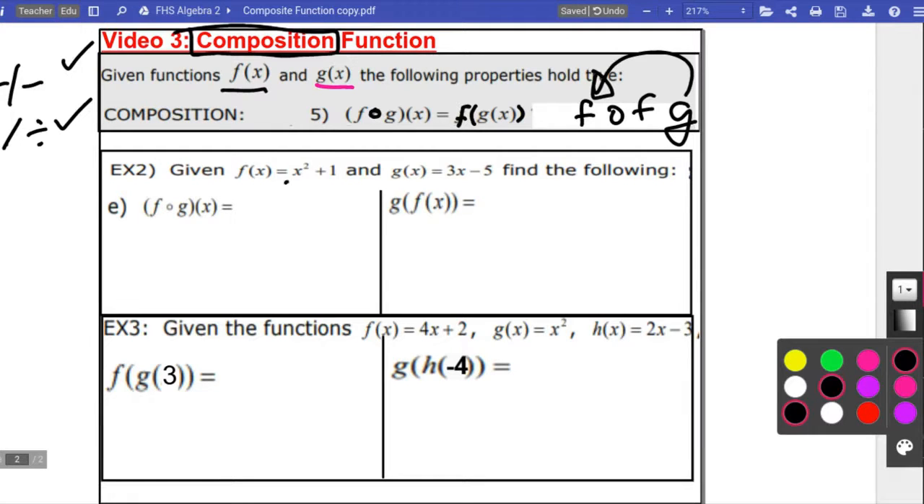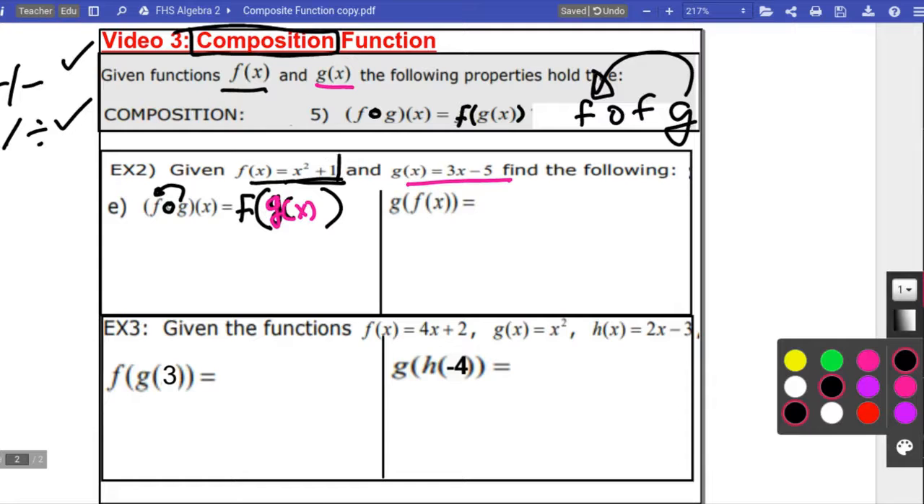Well, let's put that into practice. We have an f of x and we have a g of x. The first one here, because you have an open circle, means the g is going inside of f. So like this, f open parenthesis, where inside it will be g of x. So let me use a different color for that. It will be g of x. All right. Still confused?